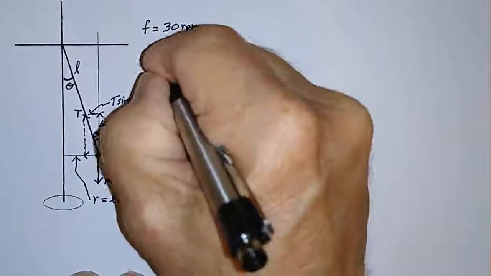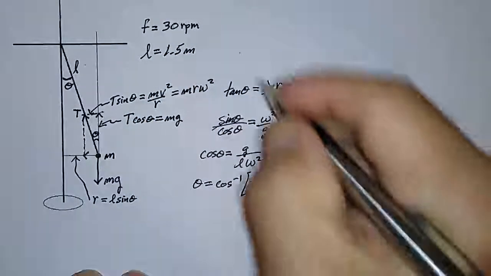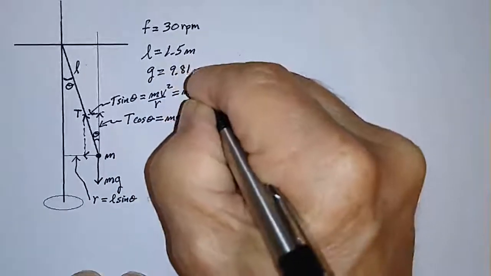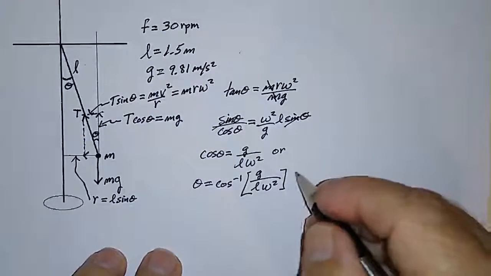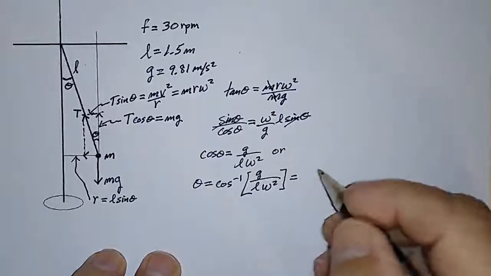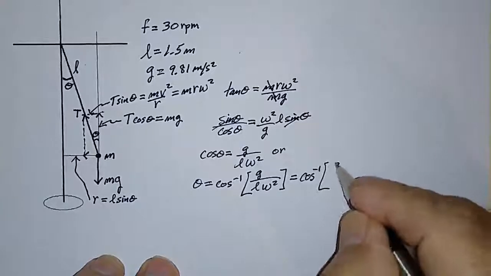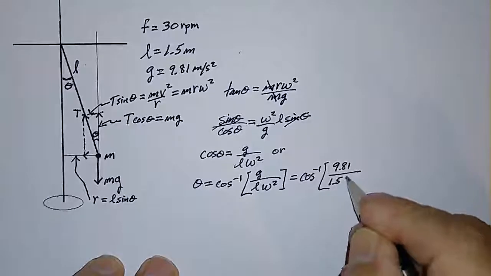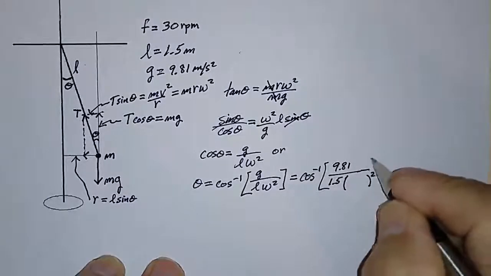And let's say that L is equal to 1.5 meters, and let's say that g is equal to 9.81 meters per second squared. So if we put those things into this equation right here, this is equal to the angle whose cosine is 9.81 divided by 1.5 times whatever omega is squared.